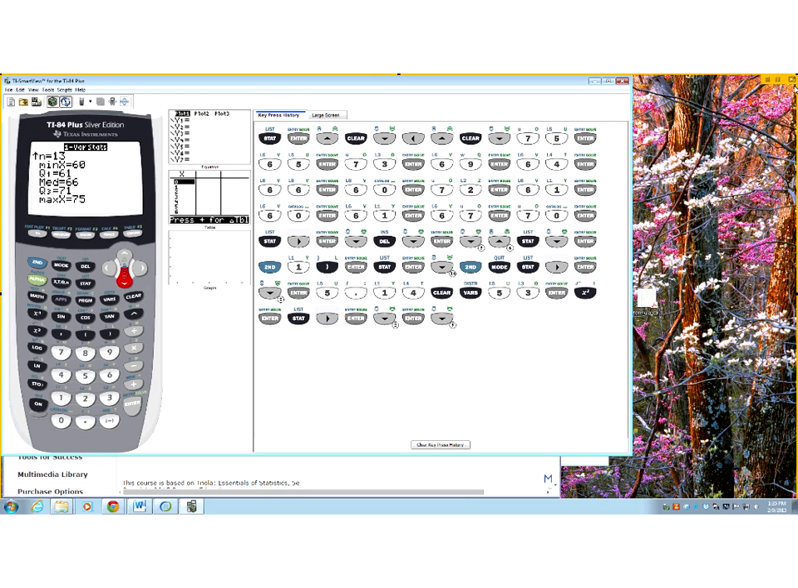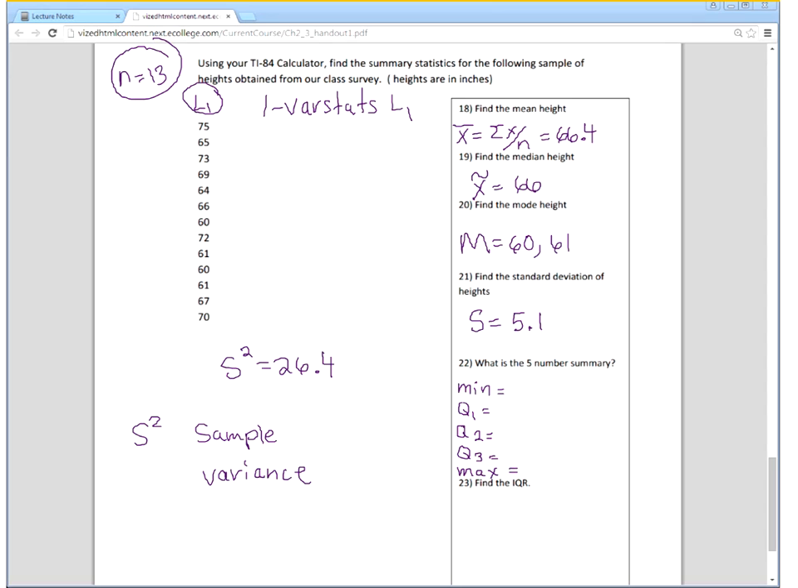That's your 5-number summary. Later on, when we look at box plots, we are going to use these 5 numbers. It'll help us label everything in our box plot. All right, so I'm just copying these down from what I just showed you. So we have 60, 61, 66, 71, and 75.